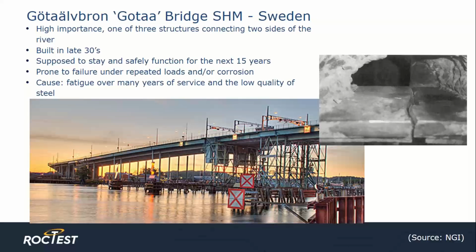Bascule Bridge in Gothenburg, Sweden is the next highlighted project. The concerns were the structure's high value, considering it is only one of 3 structures connecting the 2 sides of the river, and its age. It was built in the late 30s with low-grade imported steel from another country. During routine inspection, problem zones were discovered with cracks in the steel, and you can see that in this image over here. At the time of inspection, the bridge was planned to last another 15 years. In its current condition, the bridge was prone to failure under repeated loads and corrosion.